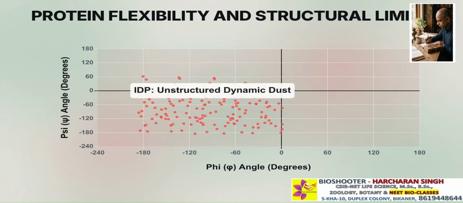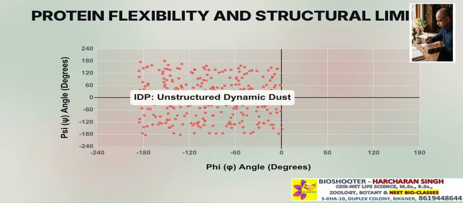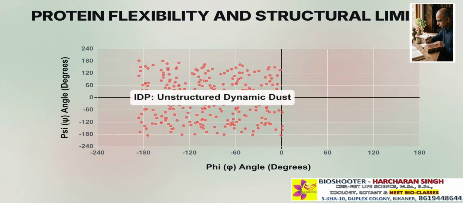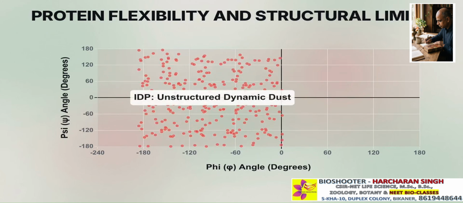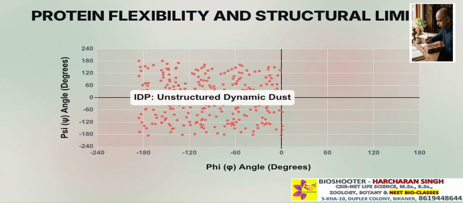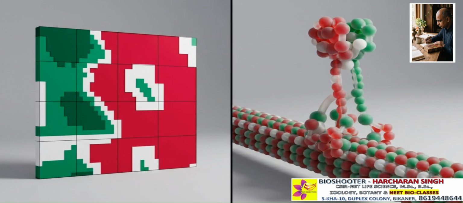There are also intrinsically disordered proteins. Because they do not fold into a single stable shape, their coordinates fluctuate, scattering widely across the allowed regions like dynamic dust. By charting the boundaries of physics, the Ramachandran plot reveals how these specific molecules provide proteins with their functional diversity.